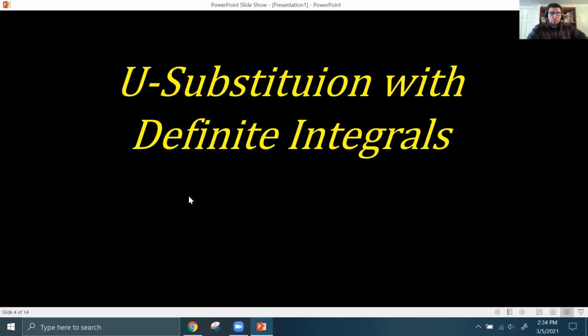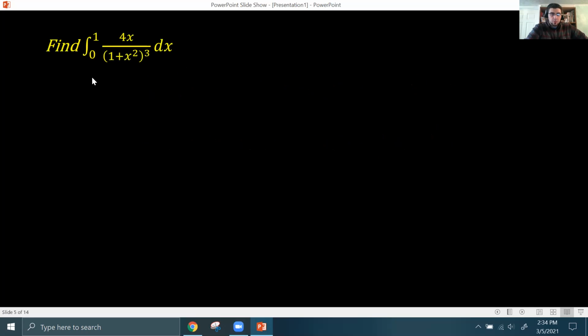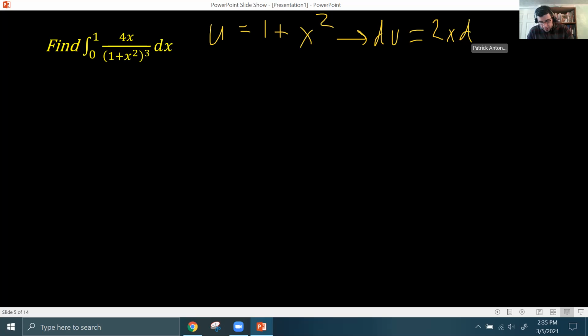So check this out. We want to find the definite integral from 1 to 0 of 4x over the quantity 1 plus x squared cubed. So remember, when we're doing U substitution, you want to first define what your U is, and typically it's going to be the inside of the function. So in this case, U equals 1 plus x squared, and then our du is going to be 2x dx.